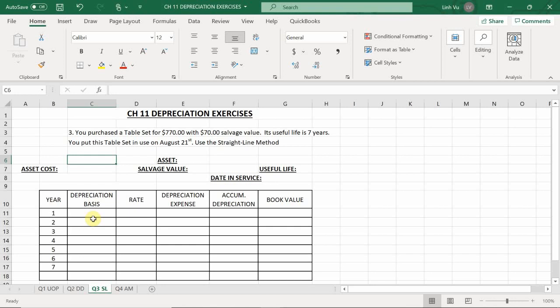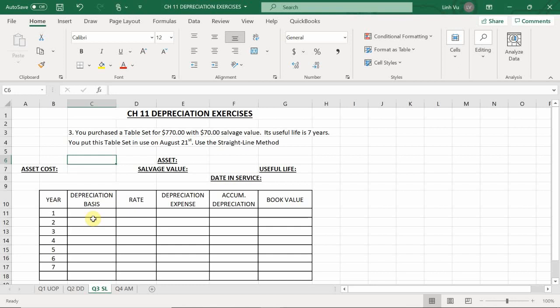So then in question number 3, it says here that you purchased a table set for $770 with a salvage value of $70. Okay, its estimated useful life is 7 years, and you place this into service as of August 21st. Use the straight line method.